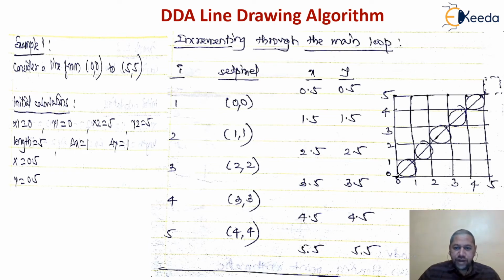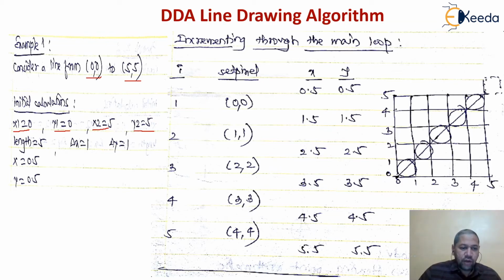This is an example which I have solved on paper. You can solve this initially on paper. What we have to consider initially is example number one. You can consider some different examples also, but initially I have taken a very simple example. Consider the line from 0 0 to 5 5. I want to draw the line from 0 0 to 5 5. So what is my x1? X1 is 0, y1 is 0. My x2 value is 5, y2 value is 5.